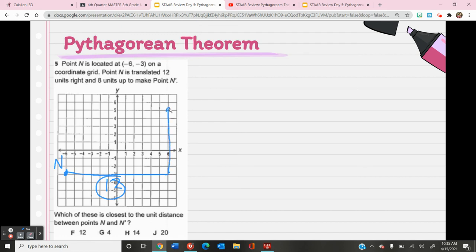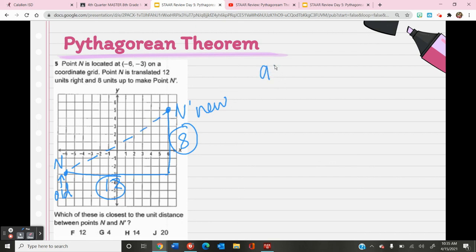So this is N prime. So this is our new, and this was our old. So it tells me to find the closest distance between point N and point N prime. So instead of having to go all the way around, I would walk 20 units. I can cut across here, and using the Pythagorean theorem, I can find this distance.